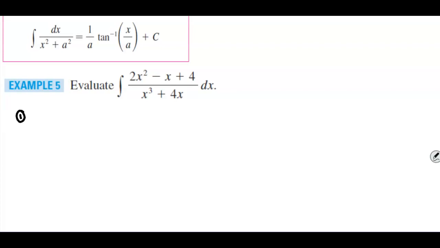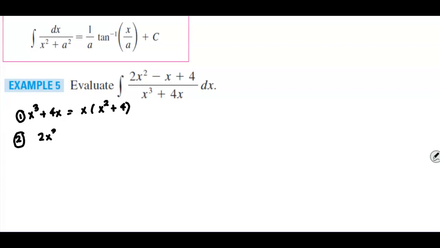So for the first one, let's take a look here. If we look at the first step, we have x cubed plus 4x. If we factor that any further, we have x times x squared plus 4. So we can't factor that any further. Then we have to rewrite this partial fractions in the following form.